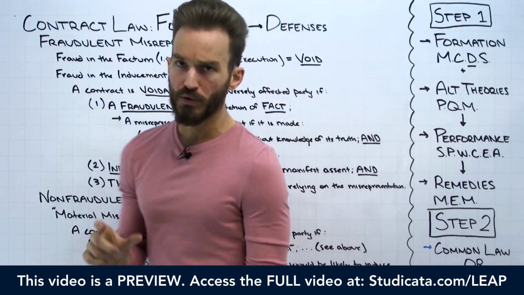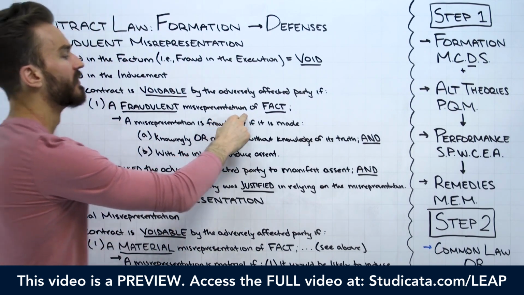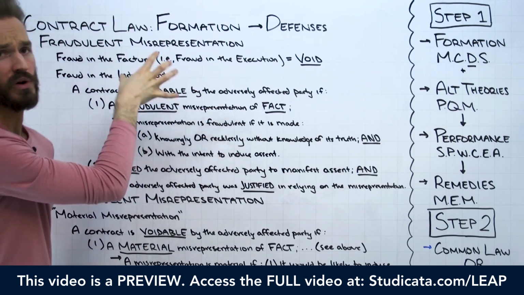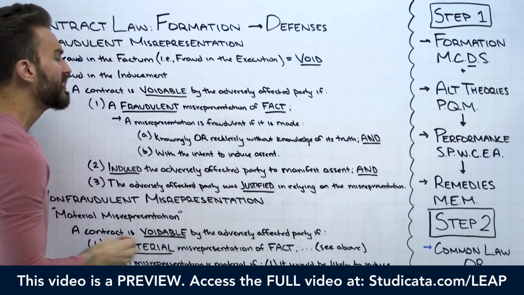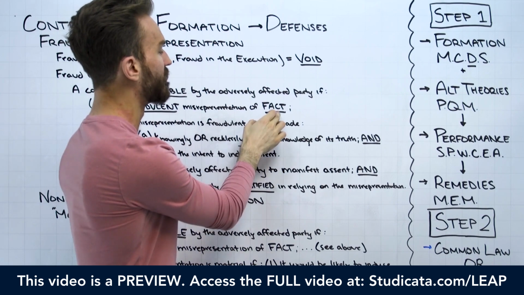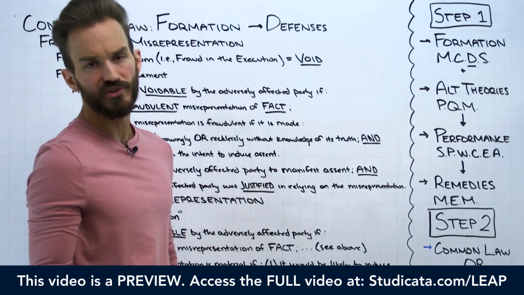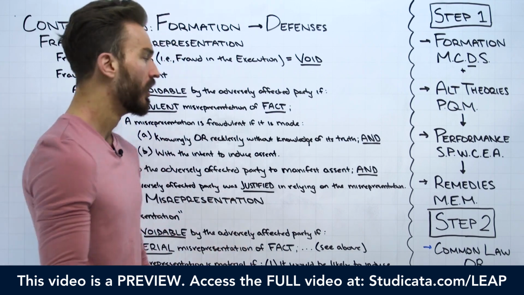Now, the one other thing we want to touch on is what is this idea of fact, right? Because we say, okay, we have to have a fraudulent misrepresentation. We know what that looks like. But what does it mean to be a fraudulent misrepresentation of fact? What we're generally saying there is it can't be a misrepresentation of opinion, right?